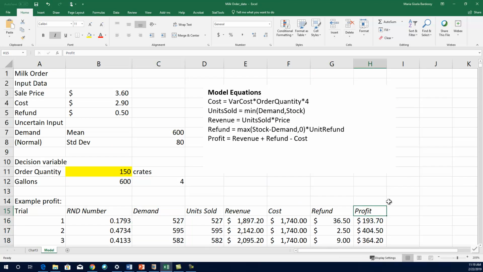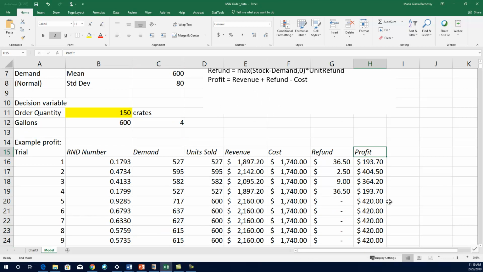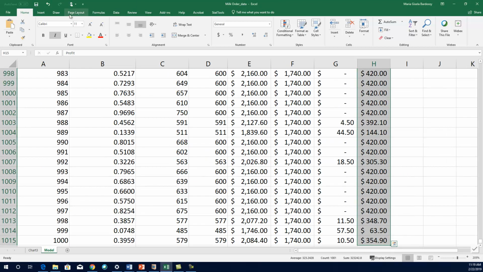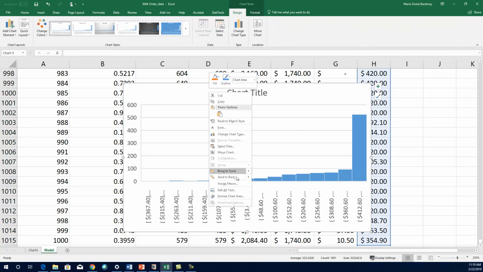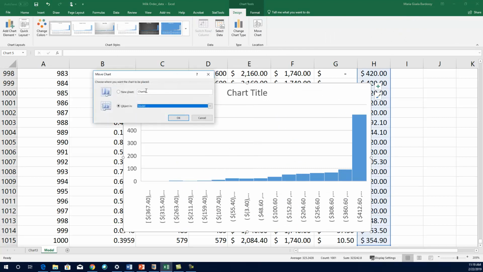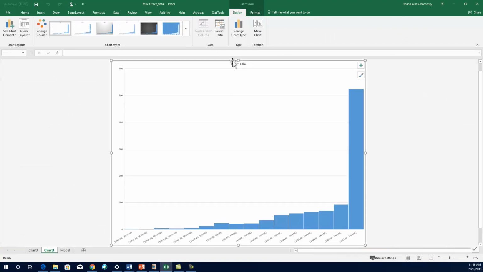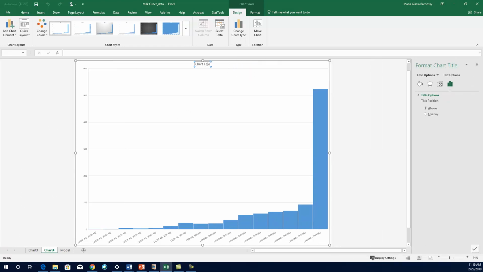So now we are moving on to exploring and analyzing the results. If I go to profit, I insert a histogram. Move it also to its own sheet. So I have here a histogram of simulated profit. And what I can see here is that my profit is not following a normal distribution. Not at all. Actually, it's very left skewed.